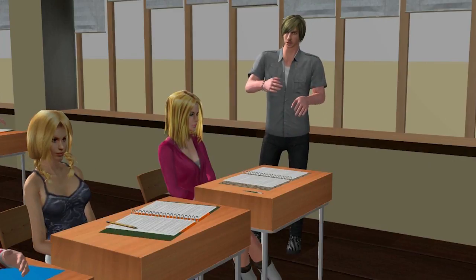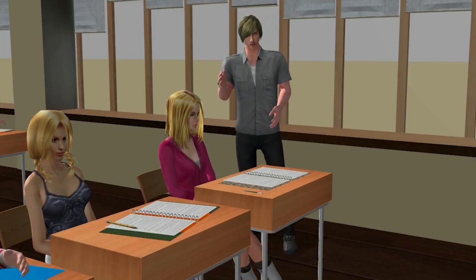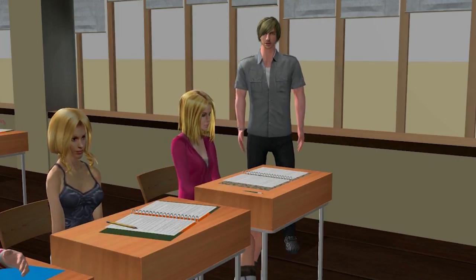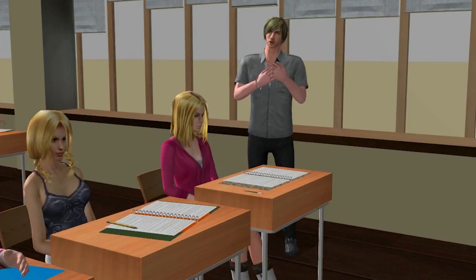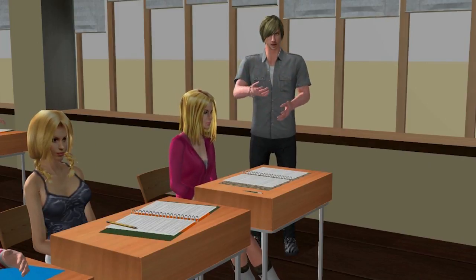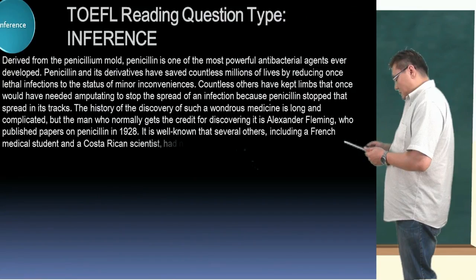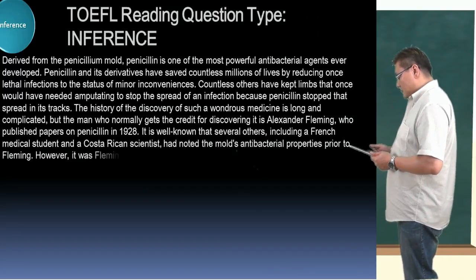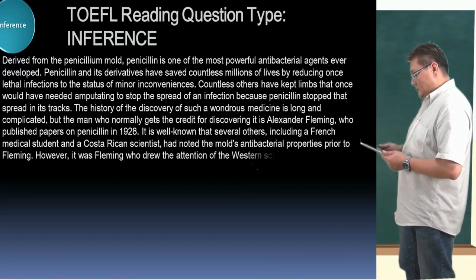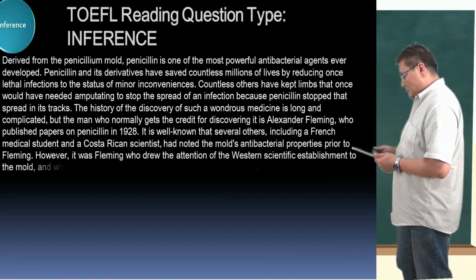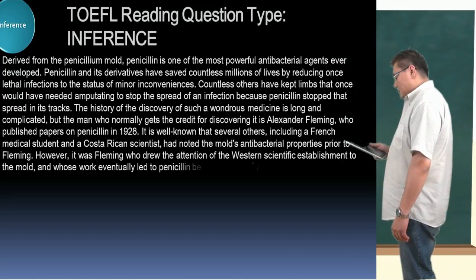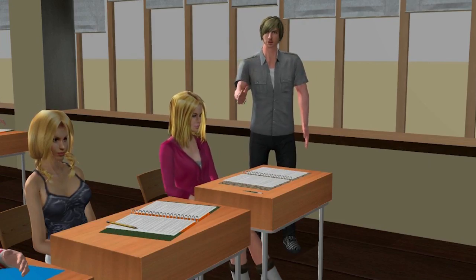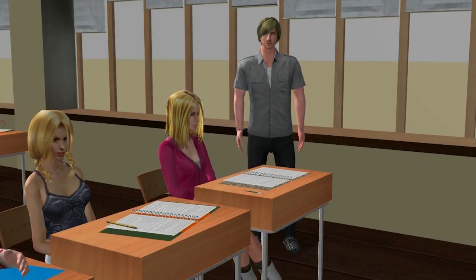The history of the discovery of such a wondrous medicine is long and complicated, but the man who normally gets the credit for discovering it is Alexander Fleming, who published papers on penicillin in 1928. It is well known that several others, including a French medical student and a Costa Rican scientist, had noted the mold's antibacterial properties prior to Fleming. However, it was Fleming who drew the attention of the Western scientific establishment to the mold, and whose work eventually led to penicillin being developed into a potent medicine.